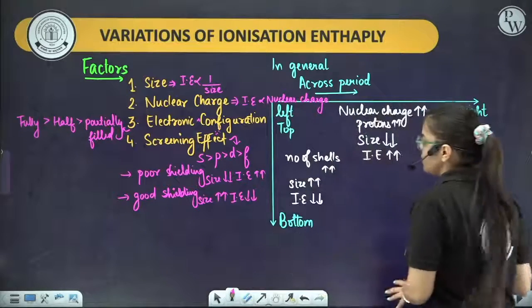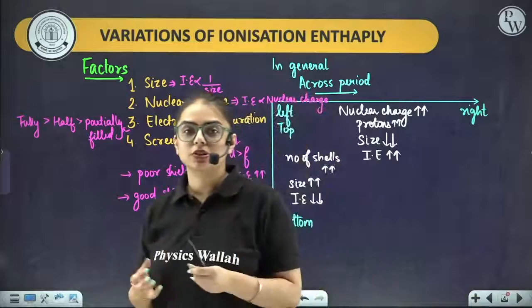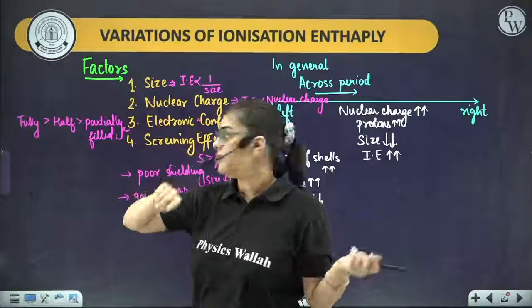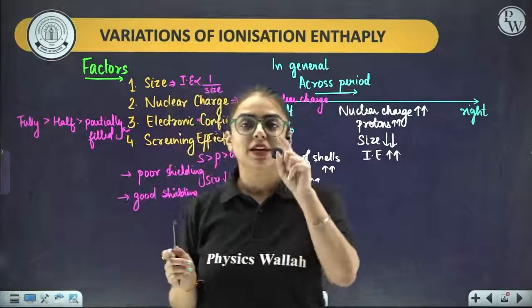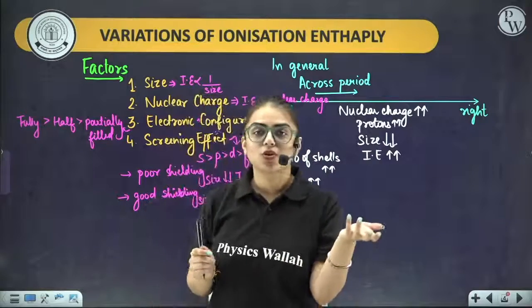This is in general, students. So when you are writing across the period, you observe certain changes due to this third factor. Fully filled will have the highest one, then the half filled and the partially filled ones. That means you have seen in the case of beryllium, it will have more than boron. You have seen in the case of nitrogen, it will have more than oxygen, right?